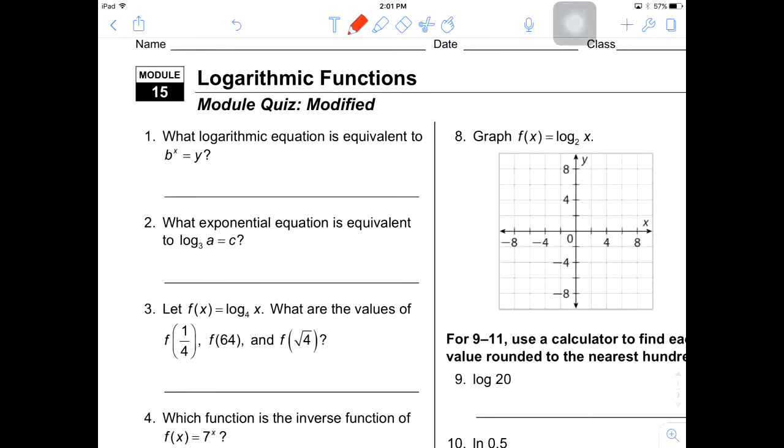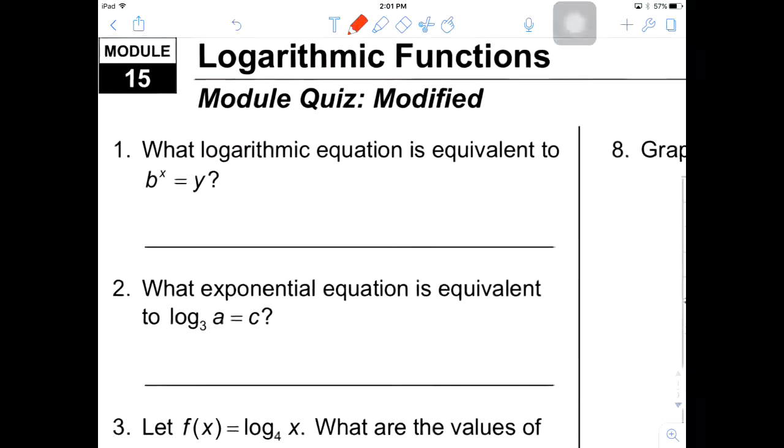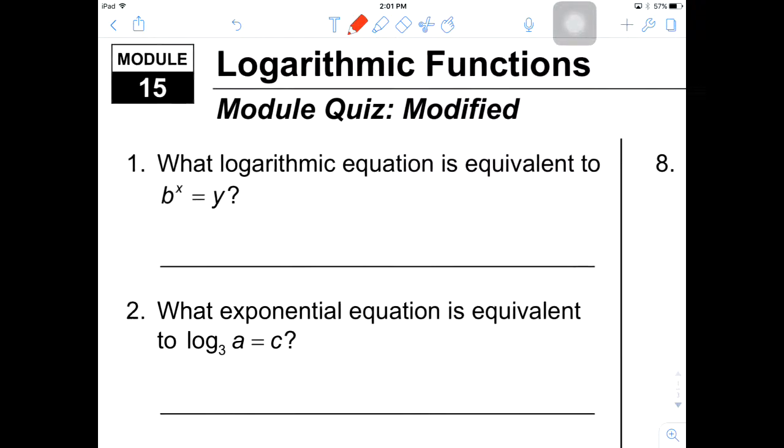Hi, in this video, we're going to cover the answers for Module 15 review. And let's begin with number 1. What logarithm equation is equivalent to b to the x equals y?